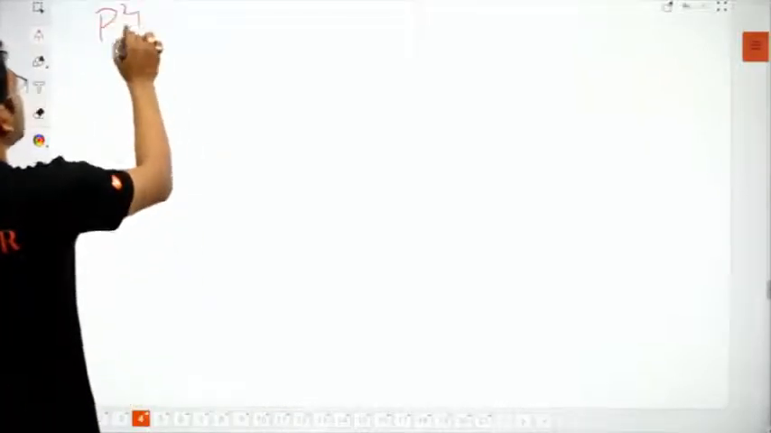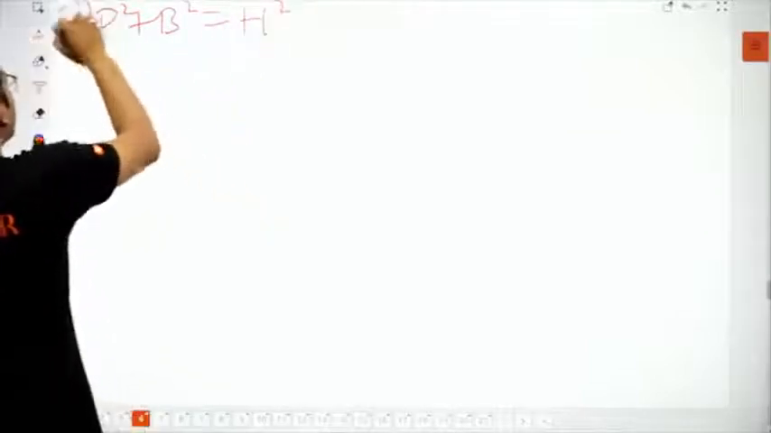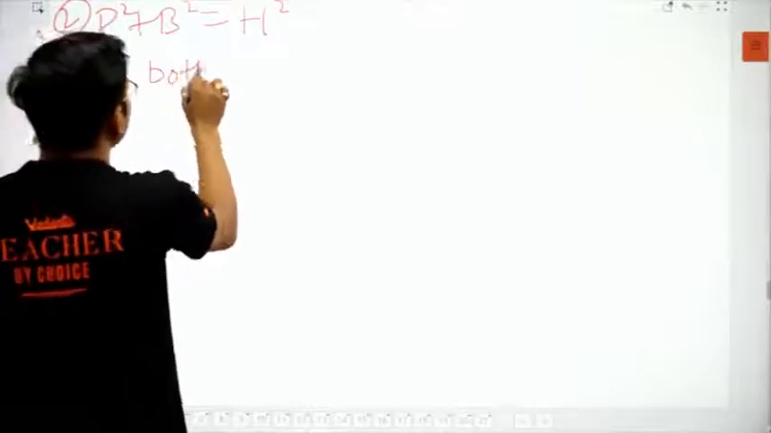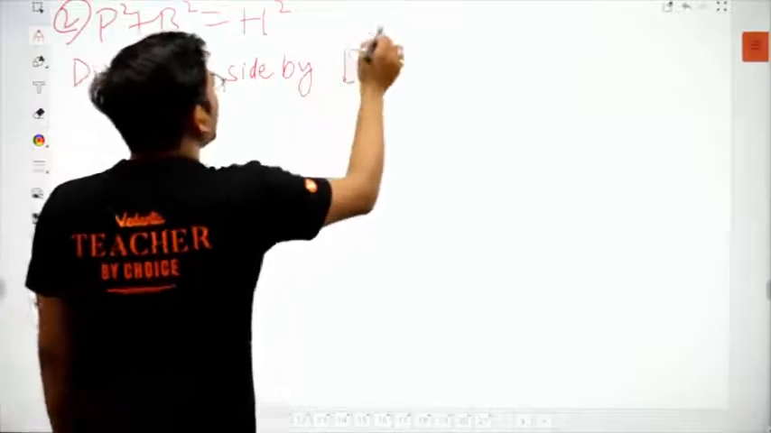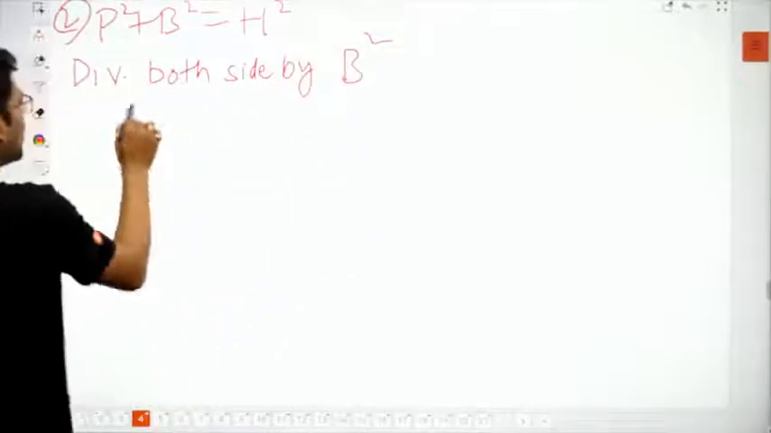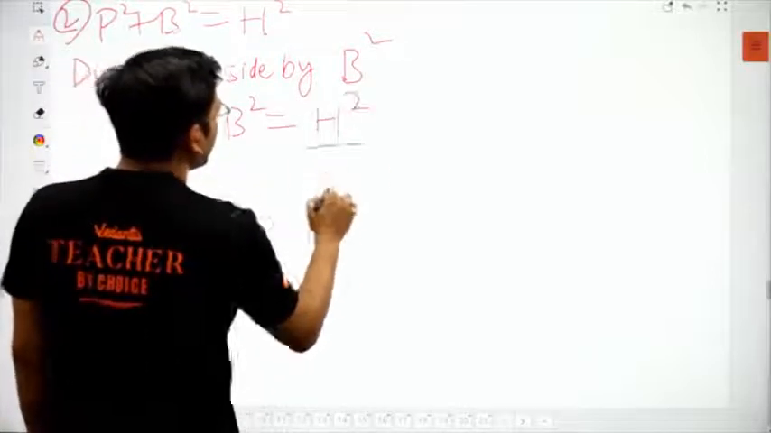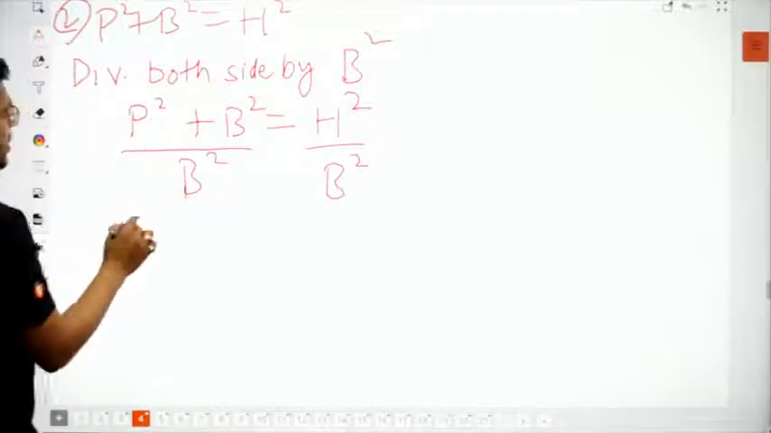Now, P square plus B square is equal to h square. I am going to derive the second formula. This time divide both sides by which quantity? You name it. You divide it by B square. P square plus B square is equal to h square. Divide here by B square and divide here by B square. What will you get? P by B.